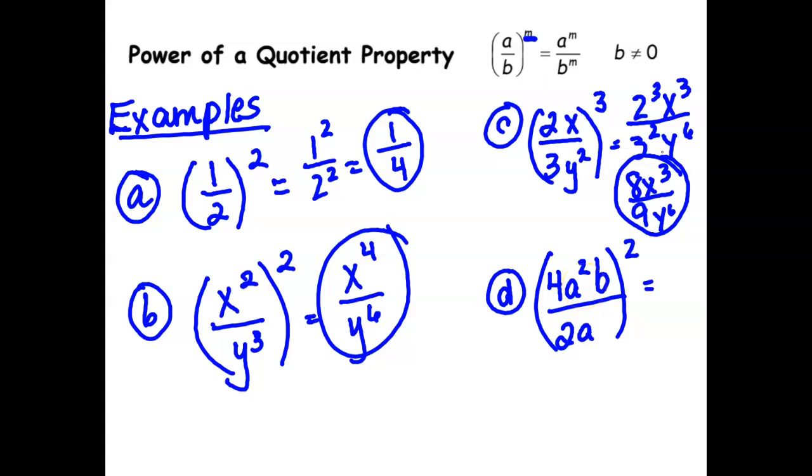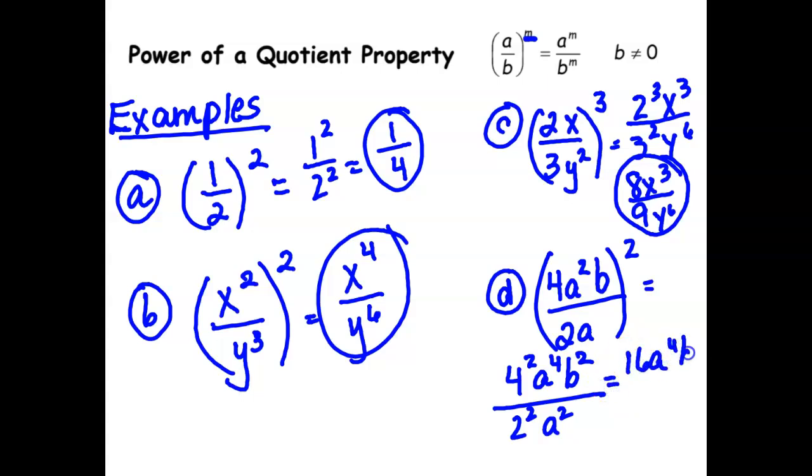Okay, so D, we're going to take 4, we're going to square it. a is going to be to the 4th, b is going to be squared. Divided by, we're doing the denominator, 2 would be to the power of 2, and a would be to the power of 2. Okay, so 4 squared is 16.